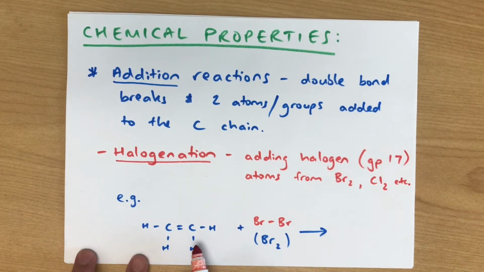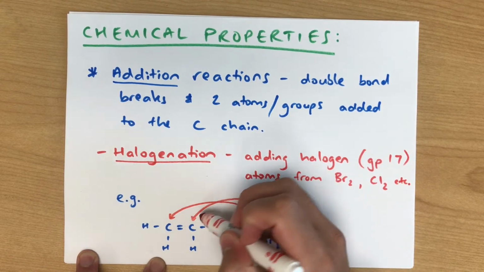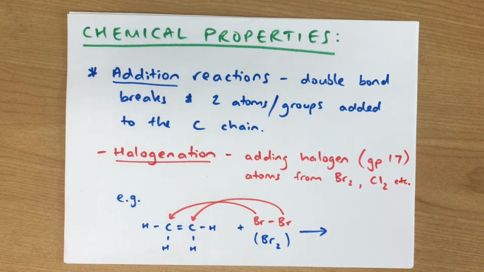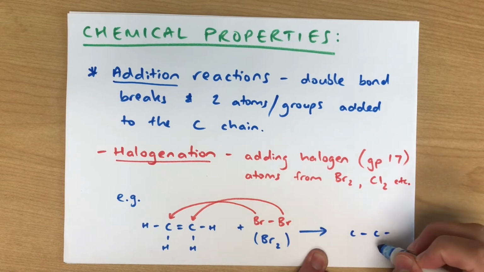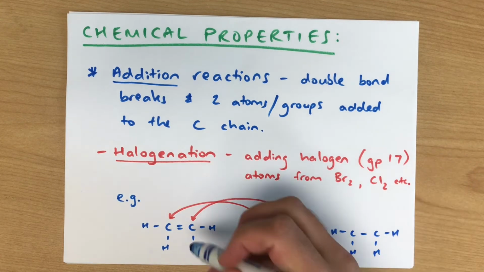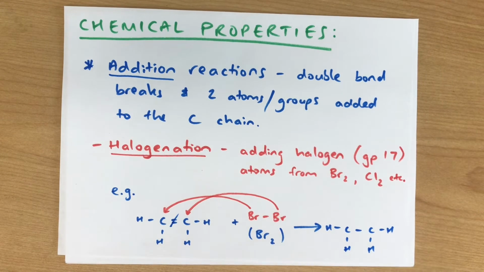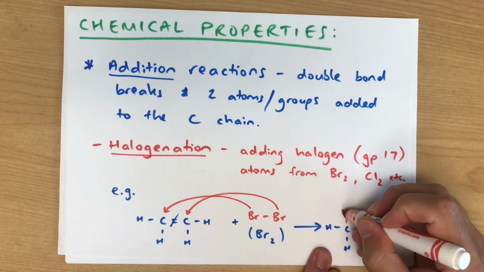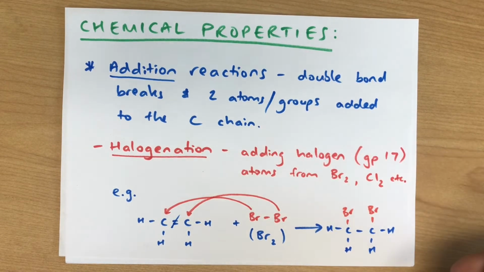The example we've got here is ethene reacting with bromine, Br2. And what happens is each bromine is going to add on to one carbon of the double bond, forming a haloalkane. So we've still got our carbons, all of this part is still the same, but you can see that I've broken this double bond, leaving us with a single bond, and in its place I've added on my two bromines, forming 1,2-dibromoethane.